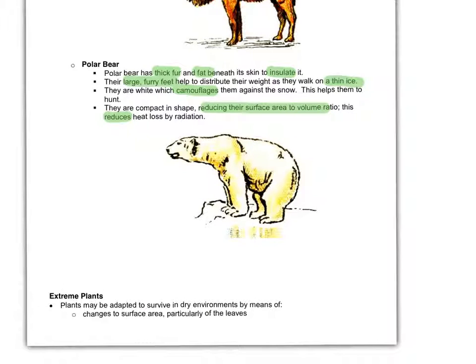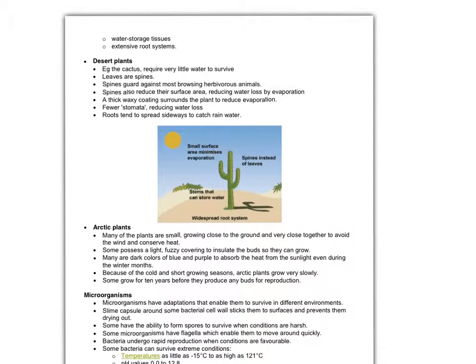You could also be asked about extremophiles in terms of plants. If they're adapted to a dry environment, then there may be changes to the surface area of the leaves, changes to their water storage tissues, and they may also have extensive root systems, so roots that spread out.